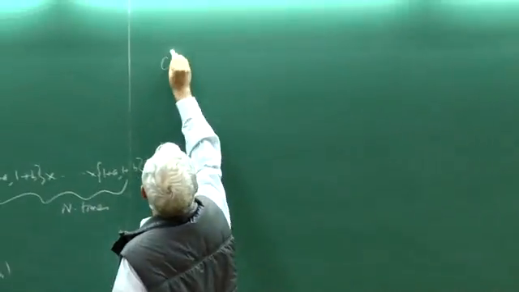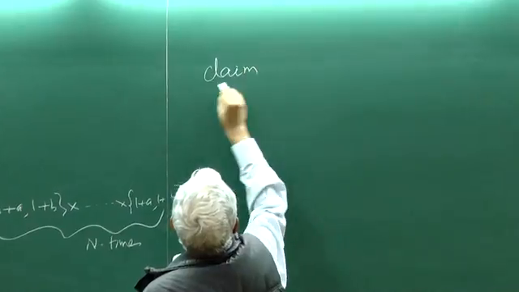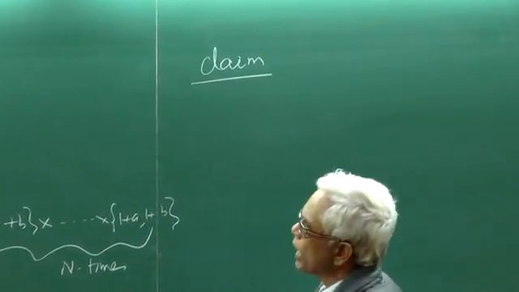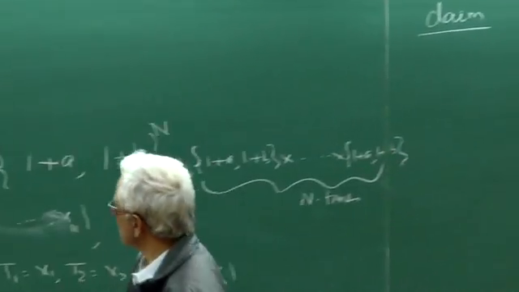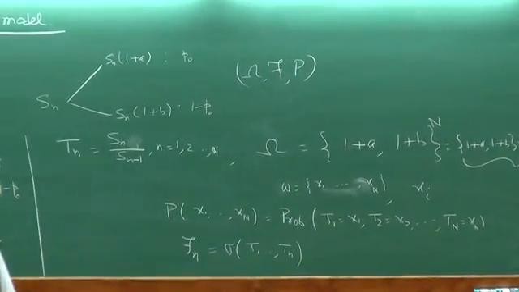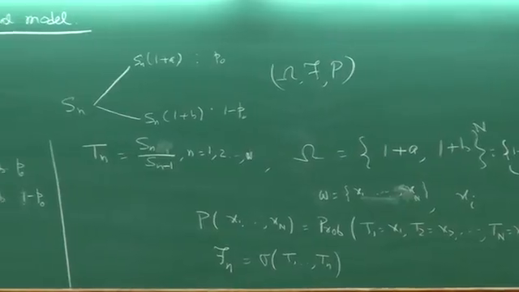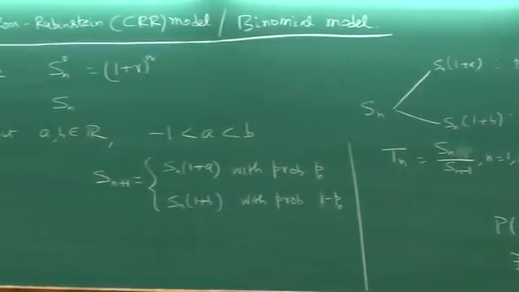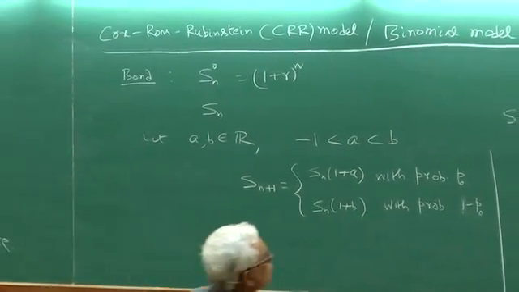Okay, fine. Now I claim the following. Now I will concentrate not on the Sn sequence, but on the Tn sequence, right? Because the Tn sequence completely generates the Sn ones and vice versa. Okay, so I claim the following.